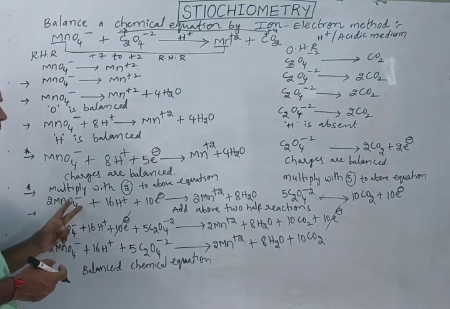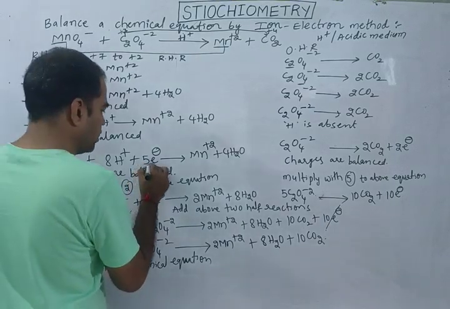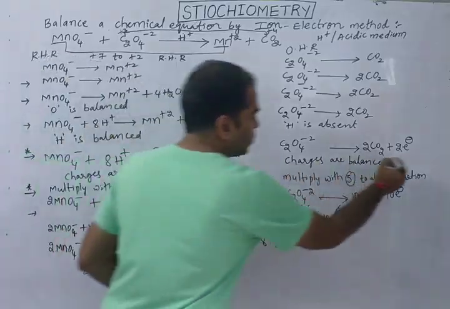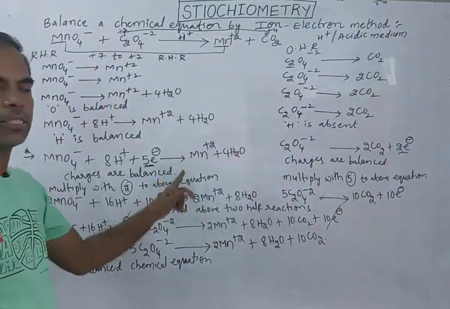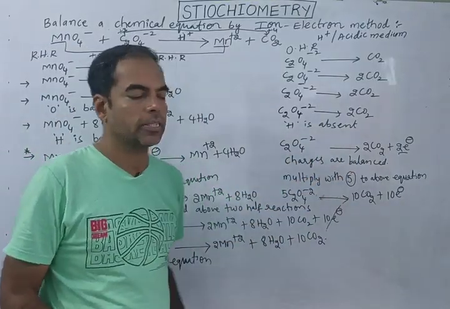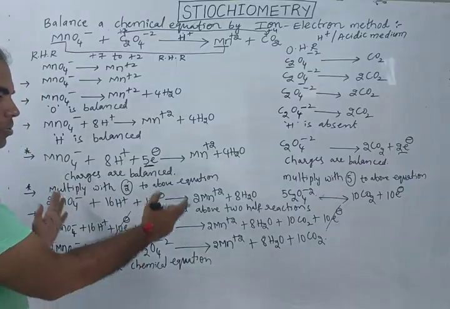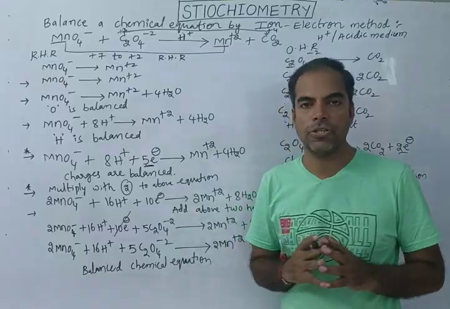Next, multiply the above equations with suitable numbers. Simply multiply the reactants and products with 2 here, and with 5 here. Then add the above two half reactions. Finally we get a balanced chemical equation.